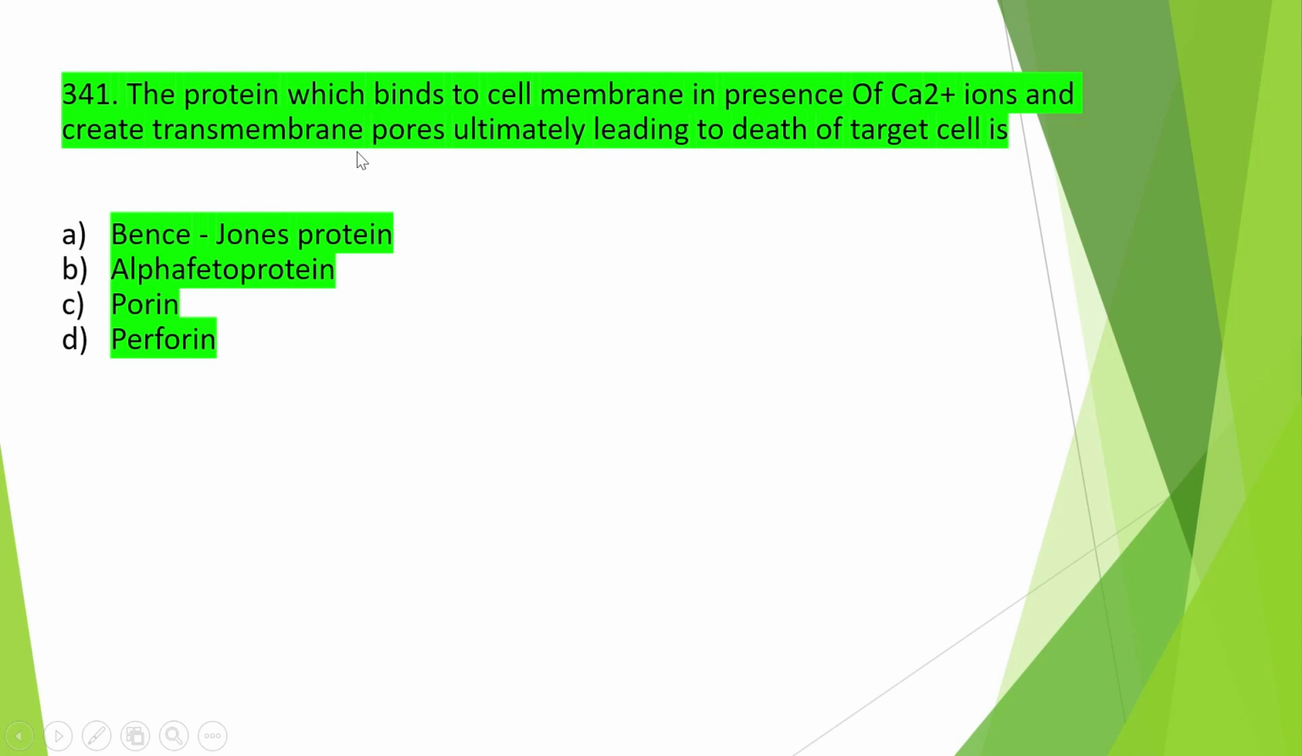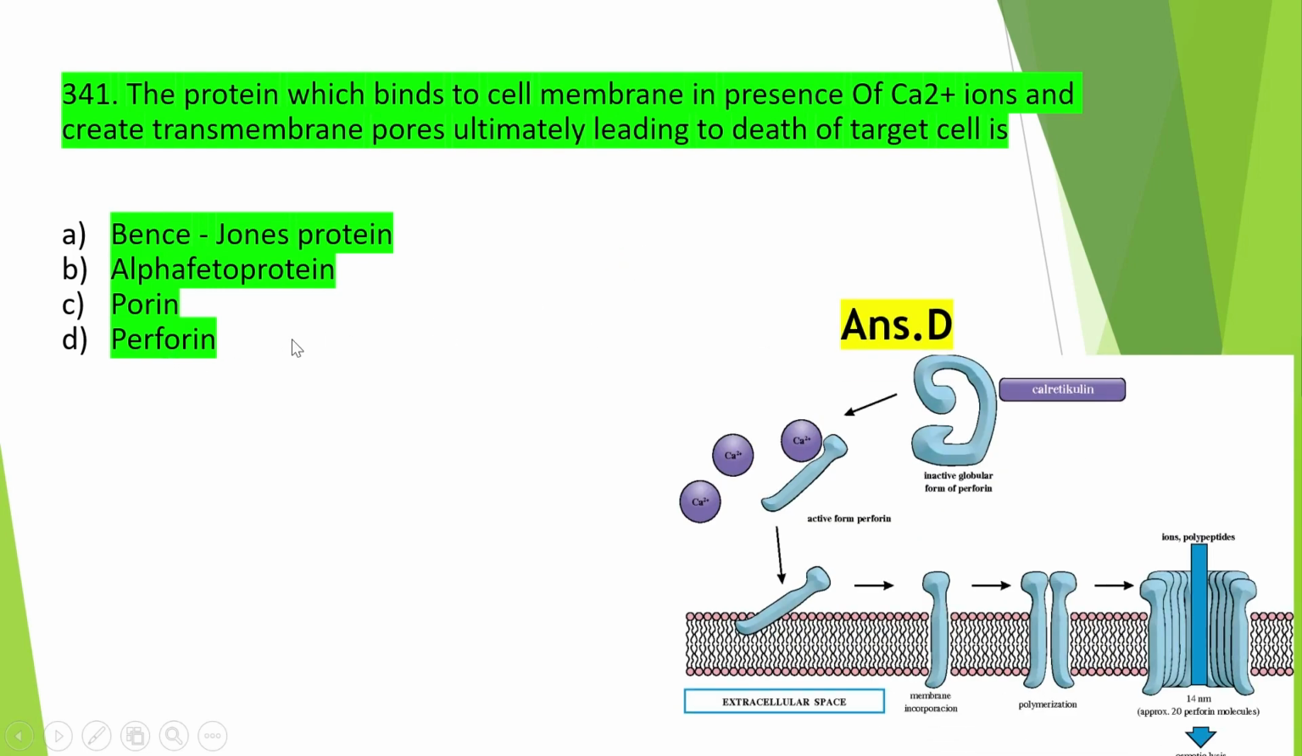Okay, so the next question is, the protein which binds to cell membrane in presence of calcium ion and create transmembrane pores, ultimately leading to death of the target cell, is Bence-Jones protein or alpha fetoprotein or porin protein or perforin, and the right answer is option D, that is perforin. So the protein which binds to cell membrane in presence of calcium ion and create transmembrane pores, ultimately leading to cell death, is perforin protein. So here this perforin protein binds with the calcium and forms an active perforin form and is attached to the transmembrane and creates a pore into the transmembrane and ultimately leads to the death of the cell. Okay.